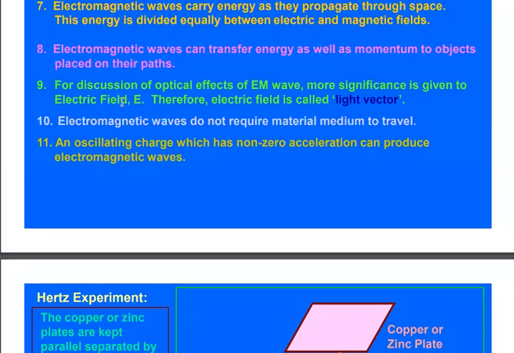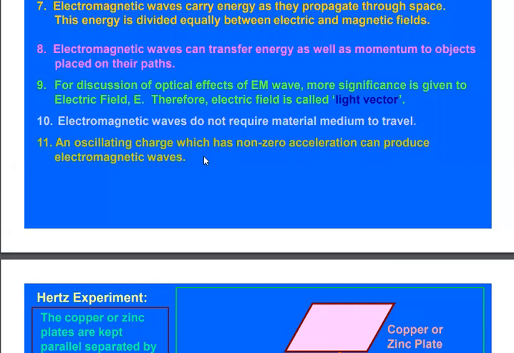An electromagnetic wave does not require a material medium to travel. That's why for the electromagnetic wave coming from the sun to our earth, there is no material medium between the earth and sun. Yet this wave comes to us and carries heat energy and various kinds of energy along with it and transfers it to our earth.